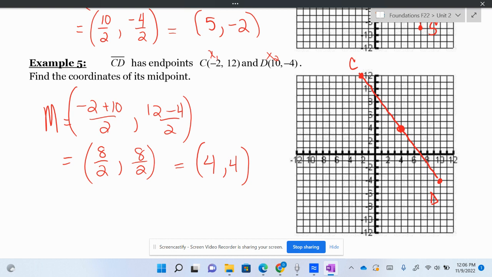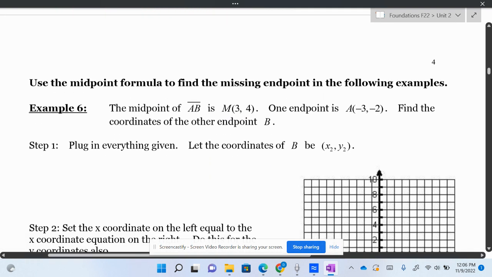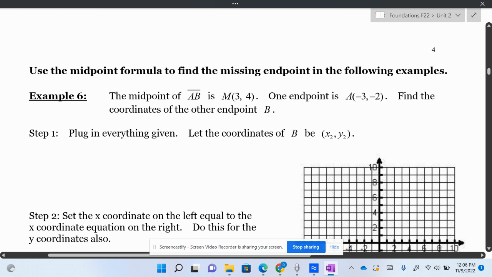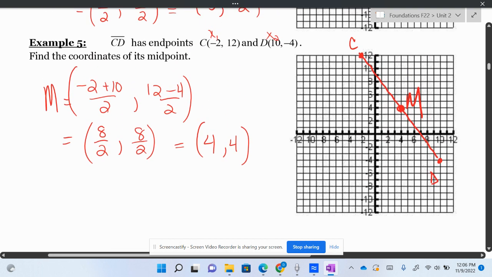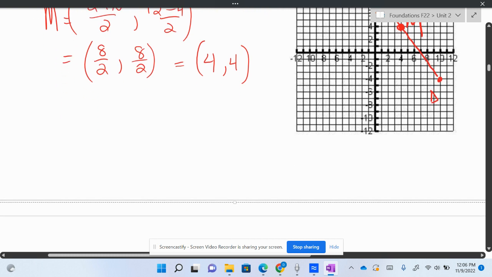Perfect. Okay. Is this making sense? Do you have a better understanding of what the middle is now, the midpoint? Okay. All right. So I just need to show you this. Do you still need that? I'll go up there and erase it. Does everyone have that written down?